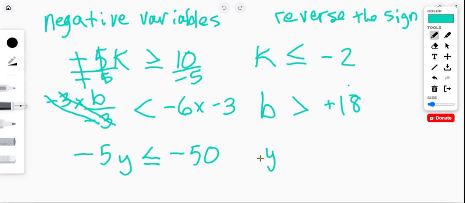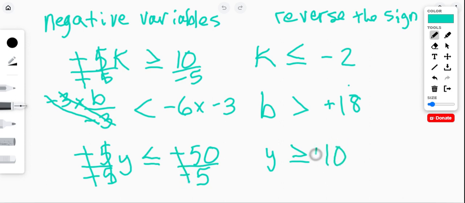So we need our variable. We have a negative 5y. So we're going to divide both sides by negative 5 to cancel. 5 divided by 5 is 1. And then when you divide a negative variable by a negative, that's going to switch the sign. The negative by a negative becomes positive, and that also flips this inequality symbol. 50 divided by 5 is 10, and then negative divided by a negative is a positive.